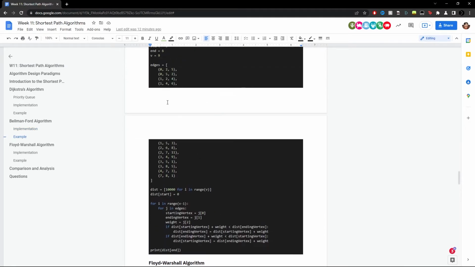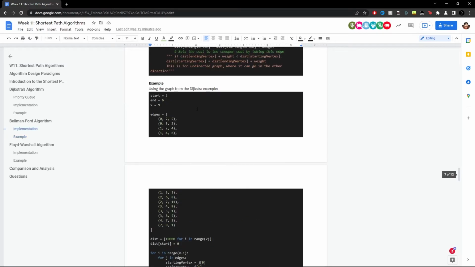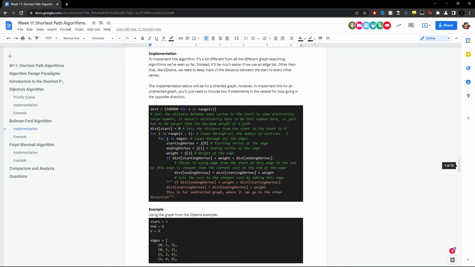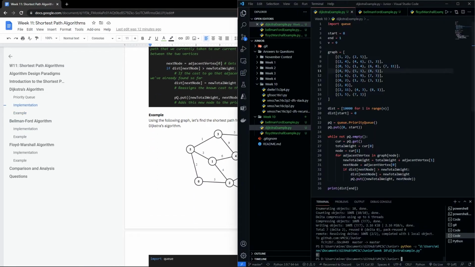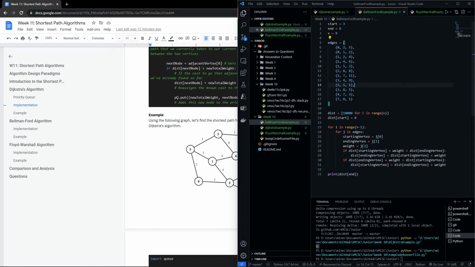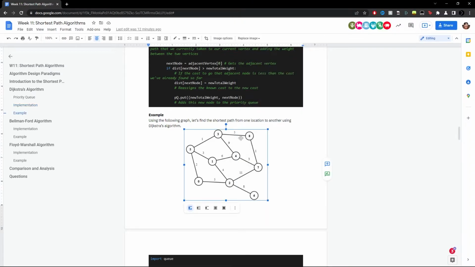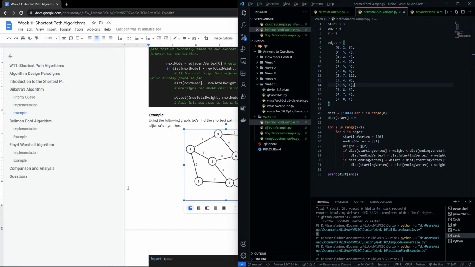So using the same graph from the Dijkstra example, we can run Bellman-Ford as well. We can start from 3 and see the shortest path from 3 to 6. So here, if I run it, it gives us 16. So from 3 to 6, it gives us the shortest path of 16. All right.